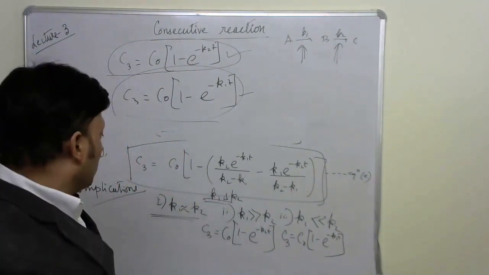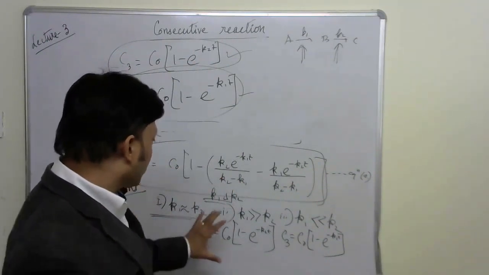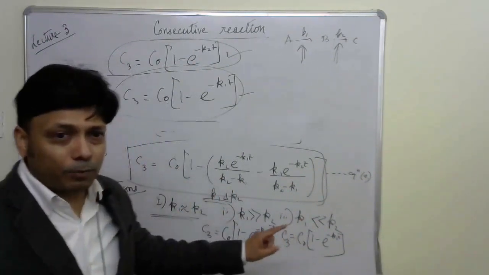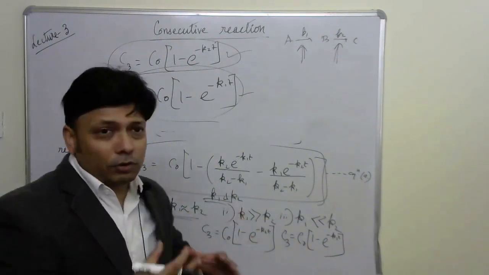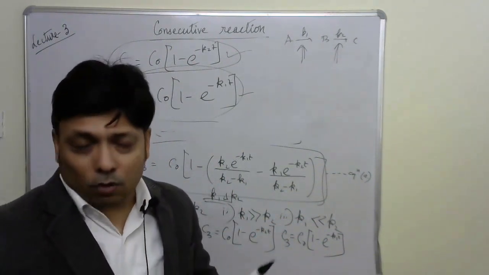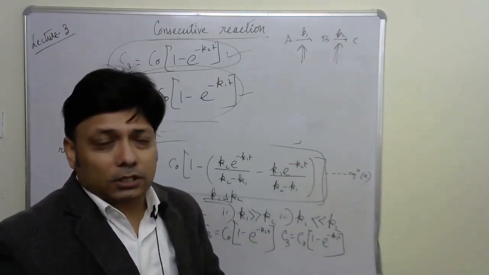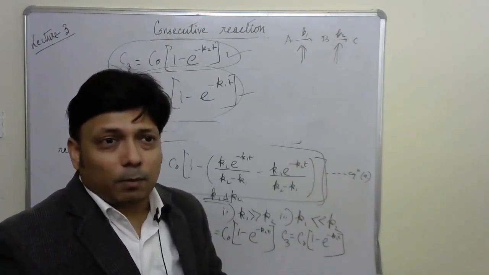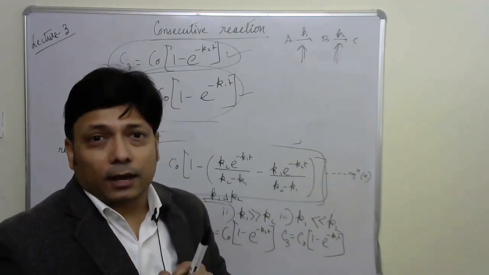Now what we are going to do at the end is follow the graphical representations of these three cases, that means the three relationships between K1 and K2. We will find the graph plot of this entire consecutive reaction individually, case by case, by taking the different conditions of K1 and K2.